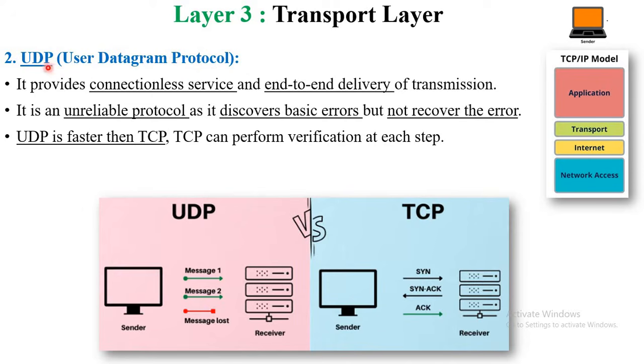This UDP protocol is just the opposite of TCP protocol. It provides the connection-less service because they don't take any feedback from the receiver whether they received a particular message or not. It is an unreliable protocol because they just detect some basic errors but do not resolve those errors. And UDP is faster than TCP because TCP performs verification at each step. So basically in UDP there is no guarantee that the receiver received a particular message or not. So this is called the UDP protocol.